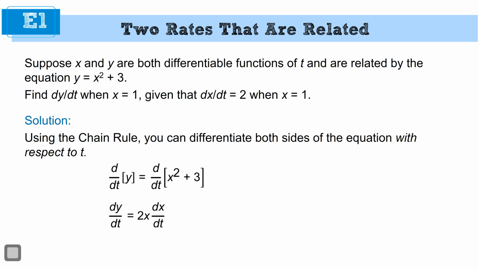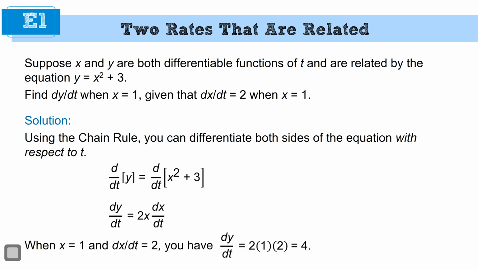Well, what do I know from the problem? I'm looking for dy dt when x equals 1, so I know what x is. I know what dx dt is. Plug and chug and solve. Easy problem. We get 4, because 2 times 1 times 2 is equal to 4. That's not so bad, right?